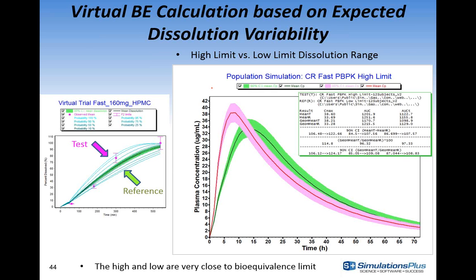And then we can look at the test being the high limit of the dissolution range and the reference being the low limit of the dissolution range, and then doing the virtual bioequivalence simulation for this case. In this case, we see very similar results to the reference being the low limit and the test being the mean dissolution profile. We see very similar results showing that we're very close to the bioequivalence limit for Cmax, sorry, not AUC. So in this case, you would definitely maybe want to tighten your specifications a little bit.